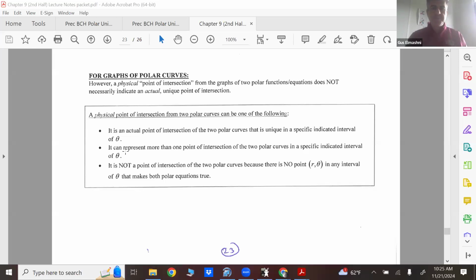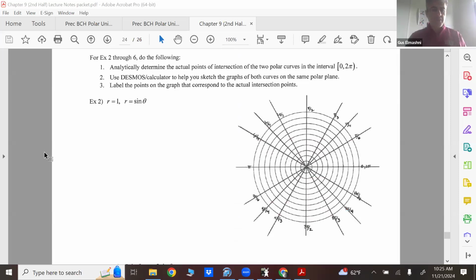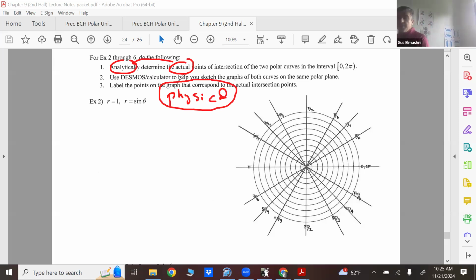Okay. So let me move the screen here. Here we go. Okay, cool. And I'm going to determine the actual point. Actual refers to analytical. Physical refers to graphical. Okay, just so we're clear on that. Physical is what you actually see, but analytically is what we solve.